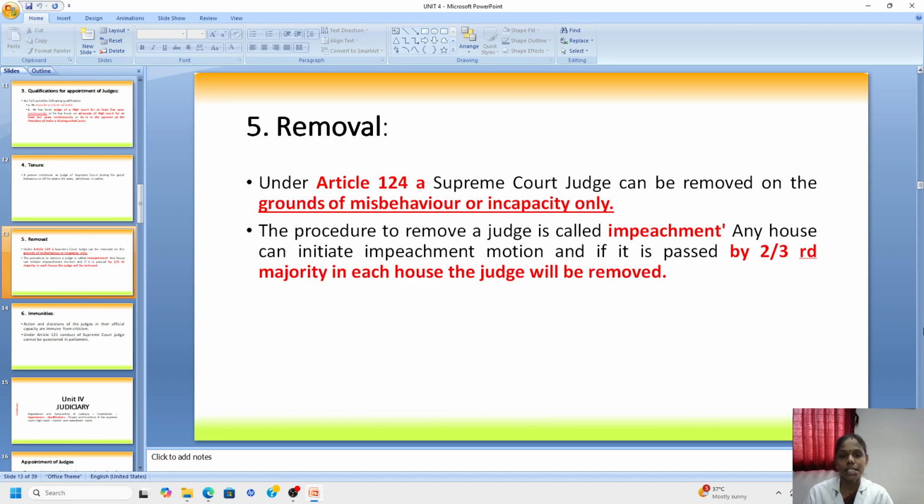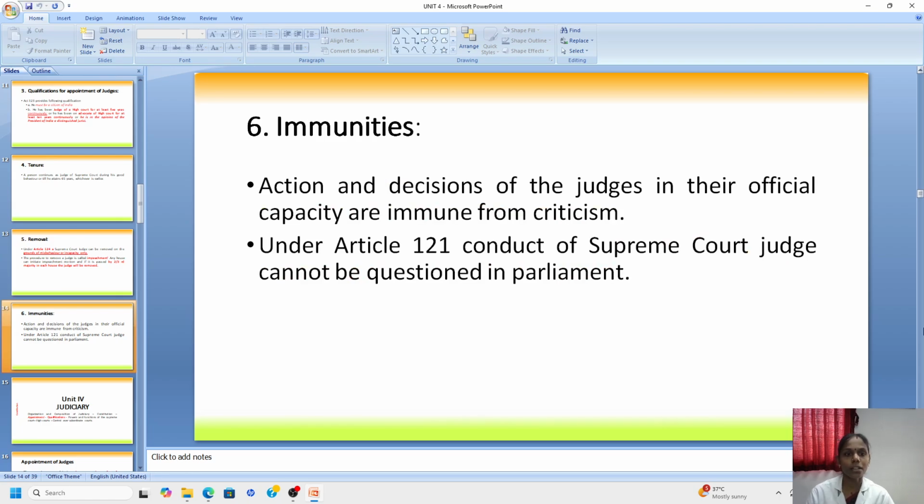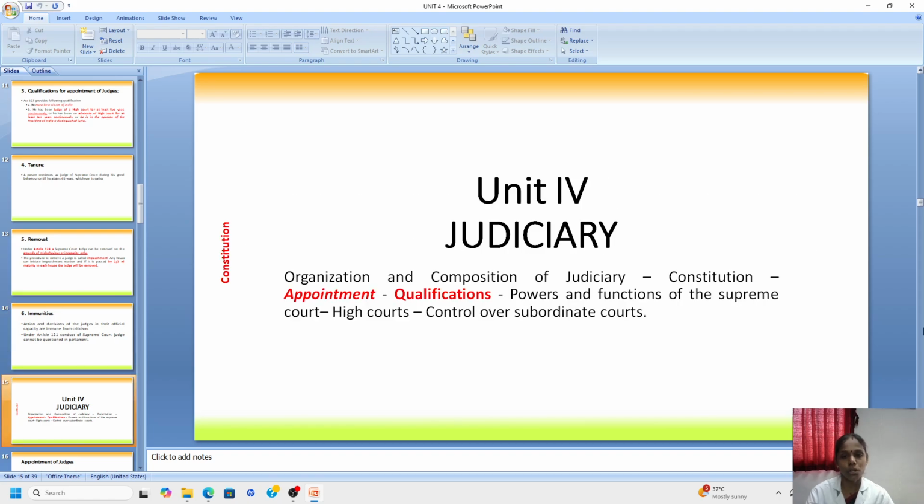Any house can initiate an impeachment motion, and if it is passed by a two-thirds majority in each house, the judge will be removed. And immunities: actions and decisions of the judges in their official capacity are immune from criticism. Under Article 121, the conduct of a Supreme Court judge cannot be questioned in Parliament.